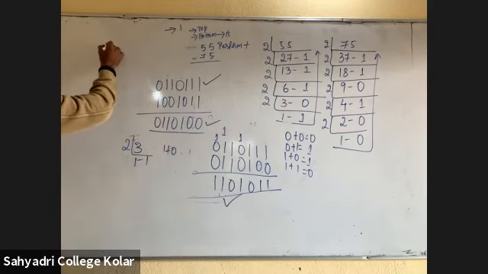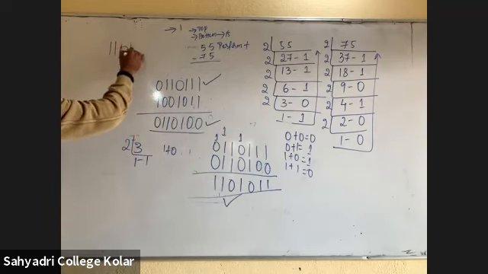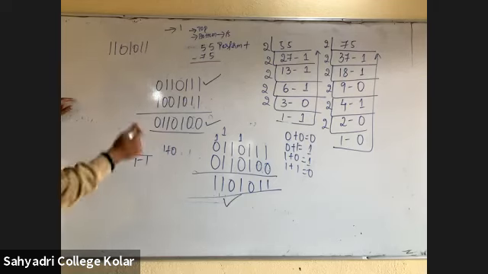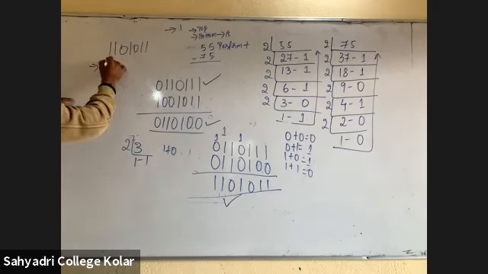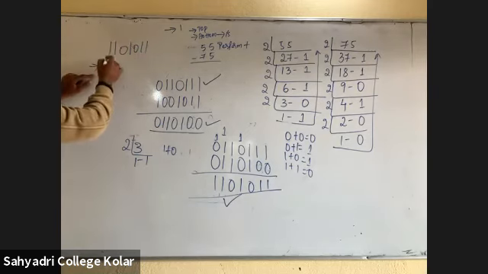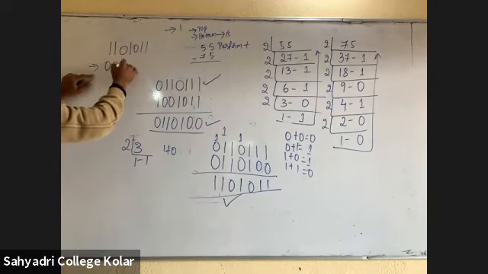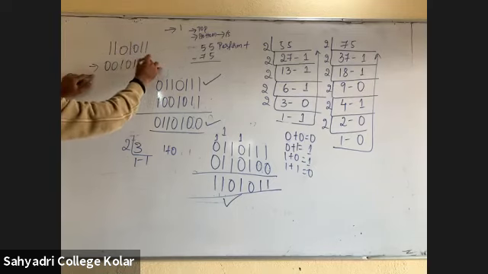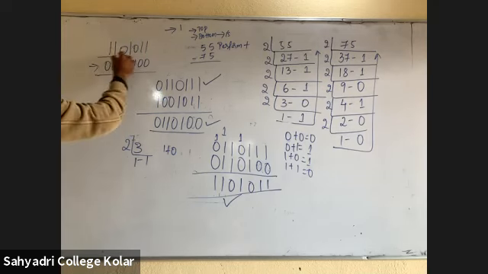So, what is the number result you have got? 1, 1, 0, 1, 0, 1, 1. For this particular result, find the ones complement. So, for 1 you have to write it as 0, for 0 you have to write it as 1. So, 1, 0, 1, 0, 0, 1, 1, 0, 0, 1, 1, 0. Now, this is the final answer what I have got.